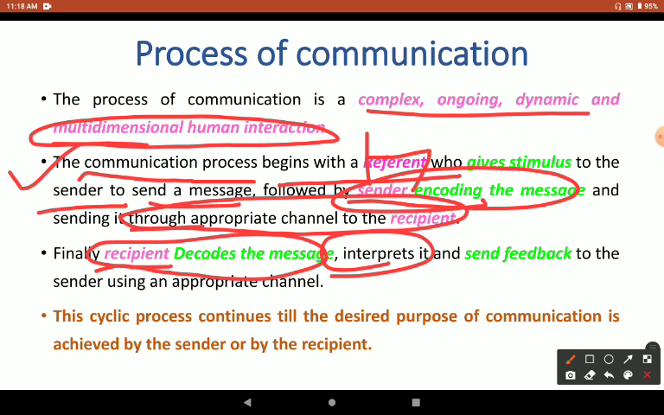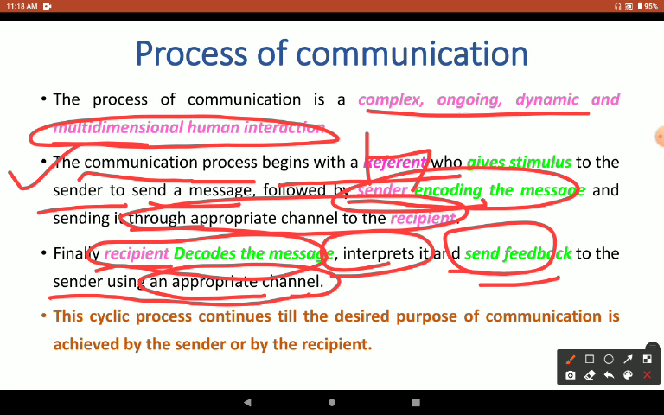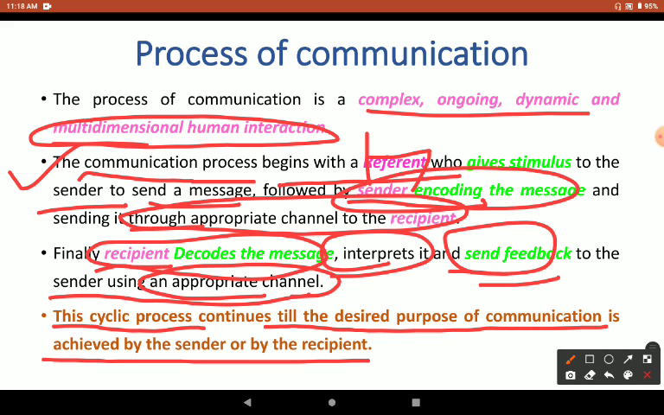The recipient will understand the message, and after understanding it, the recipient will send feedback to the sender again through an appropriate channel. This cycle continues till the desired purpose of the communication is achieved. If you have started communication with any person, it has some goal, and only to achieve that goal you are communicating. So the communication process continues until your desired purpose is achieved.